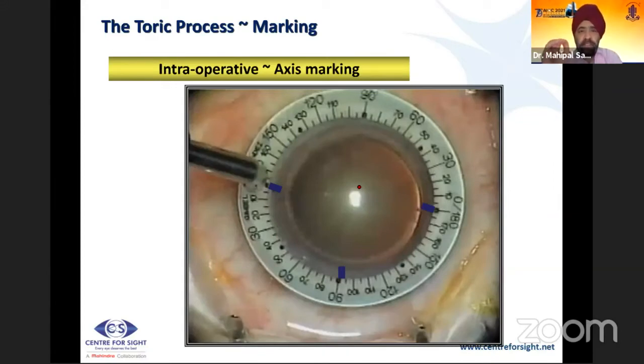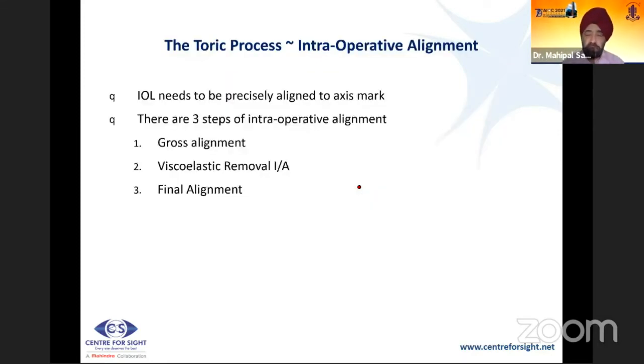The most important thing is that you need to dry up the cornea, and you need a pen which will not give you a very large mark. Now, the IOL needs to be properly aligned to the axis mark, and there are 3 steps of intraoperative alignment: gross alignment, then you remove the viscoelastic with YAG, and the final measurements.